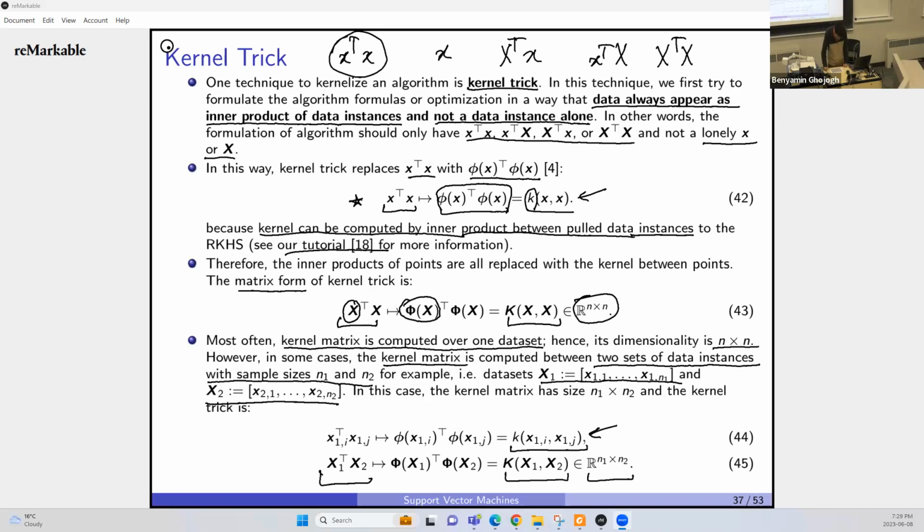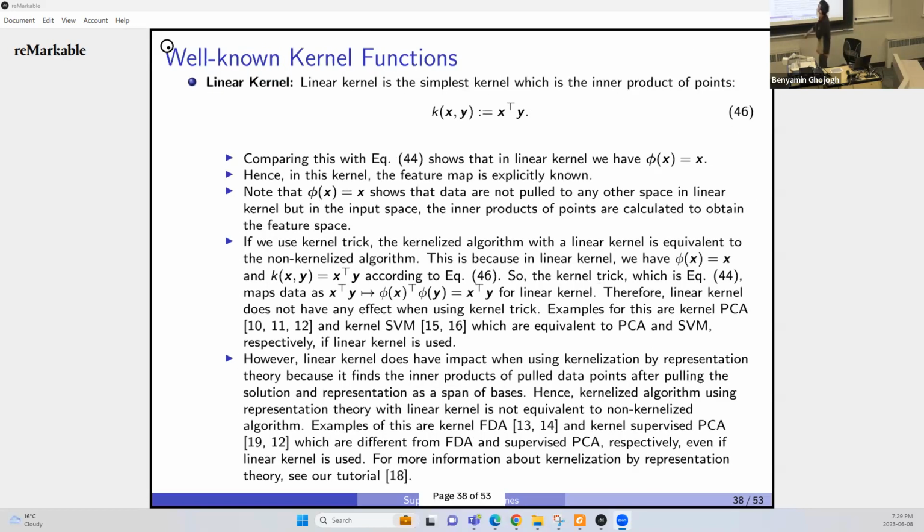Now let's talk about well-known kernel functions in machine learning. One of them is the linear kernel. The linear kernel is the simplest kernel, which is the inner product of points. What does it mean? In the linear kernel, phi of X is X. So phi of X is the identity map. It doesn't do anything, so the feature space is the same as the input space. You might be wondering, what's its use? It has uses, I will tell you.